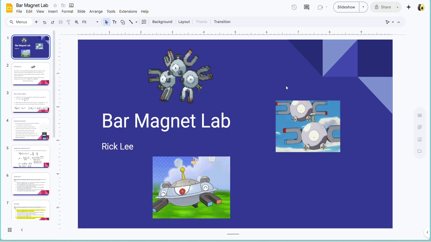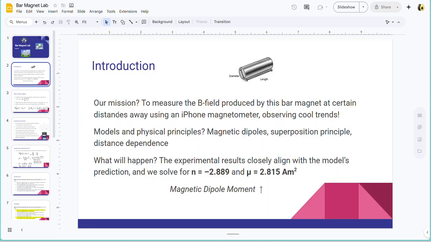Alright, here's the bar magnet lab. To begin, what is our mission here? It is to measure the B field produced by this bar magnet at certain distances away using an iPhone magnetometer, observing cool trends. Our models and principles here include magnetic dipoles, superposition principle, and distance dependence.